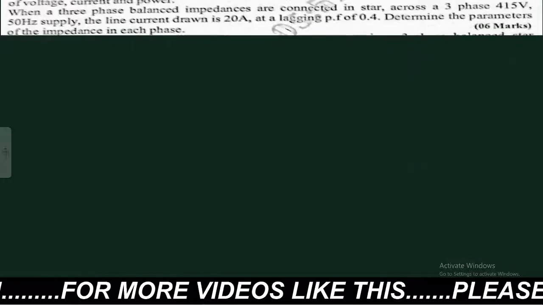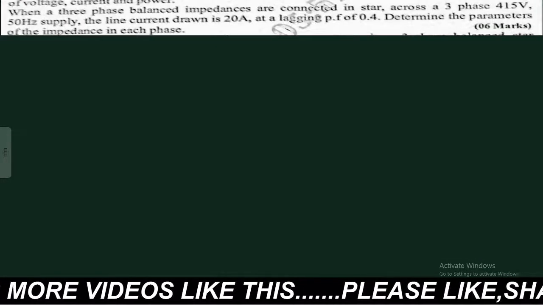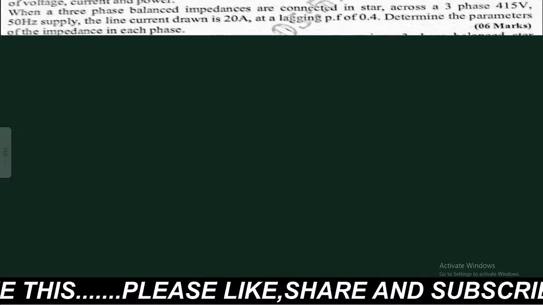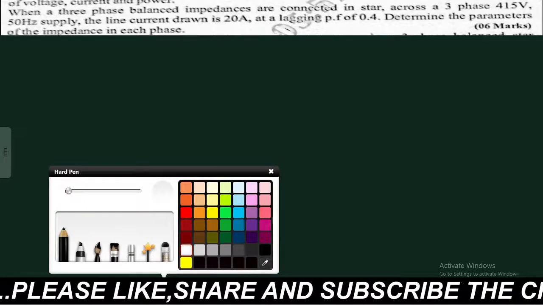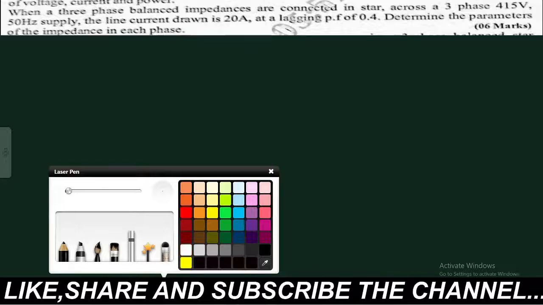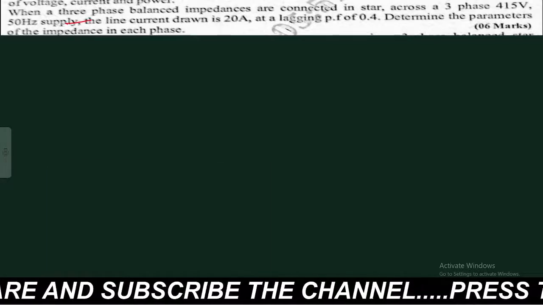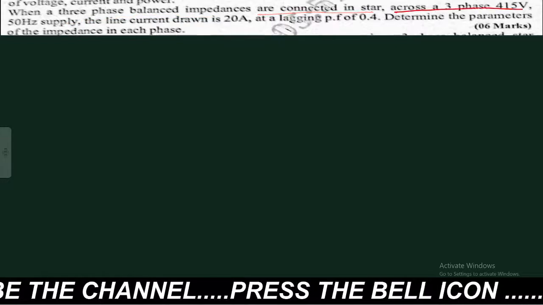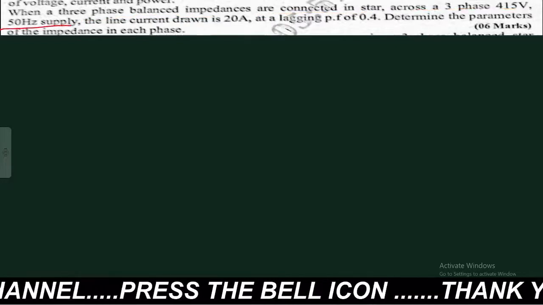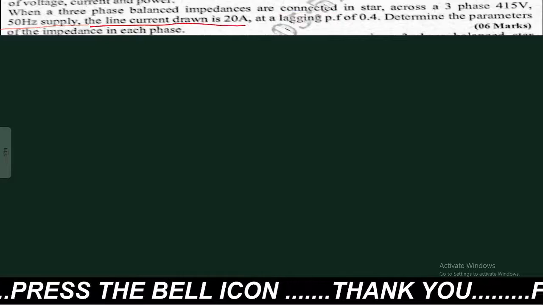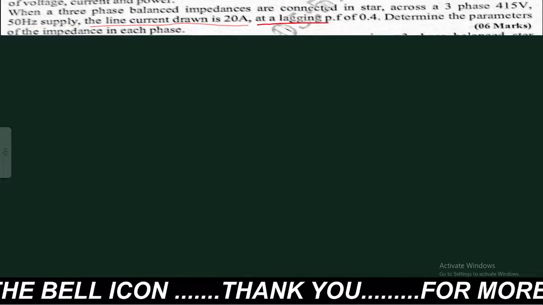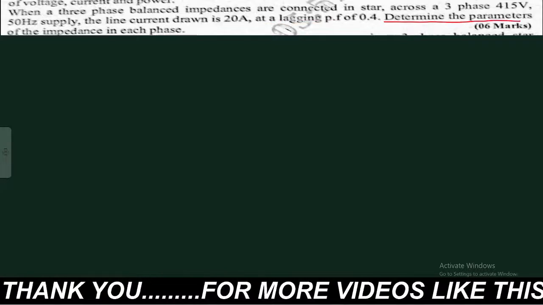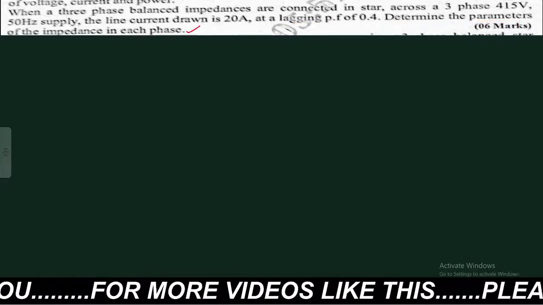Next problem, this is given once again from the second module. I will read the question. When a three-phase balanced supply impedances are connected in star across a three-phase 415 volts 50 hertz supply, the line current drawn is 20 amperes at a lagging power factor of 0.4. Determine the parameters of the impedance in each phase.